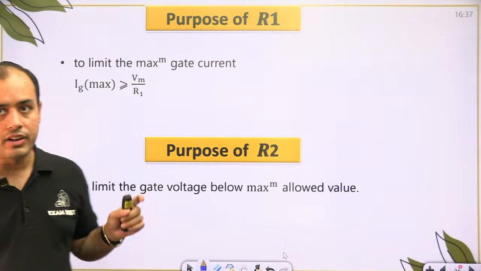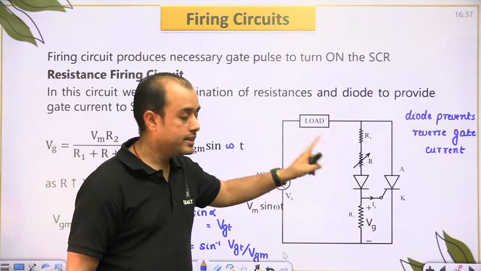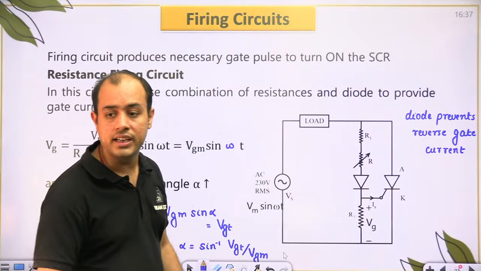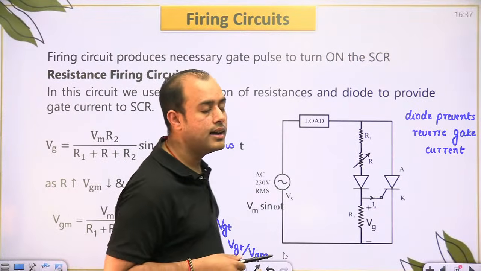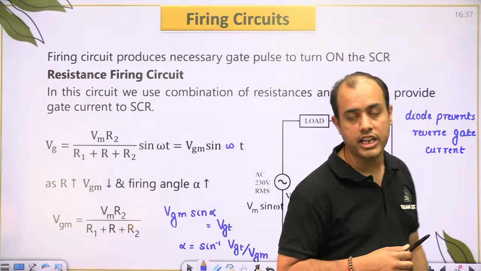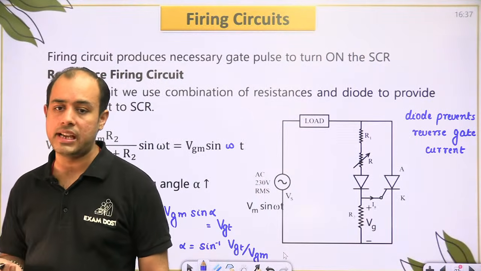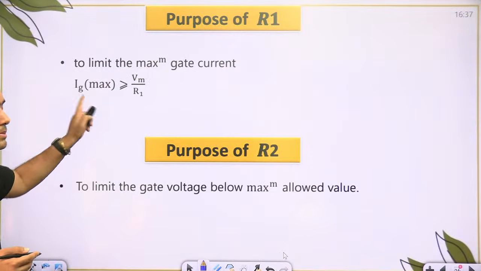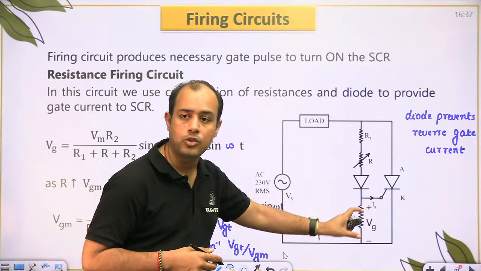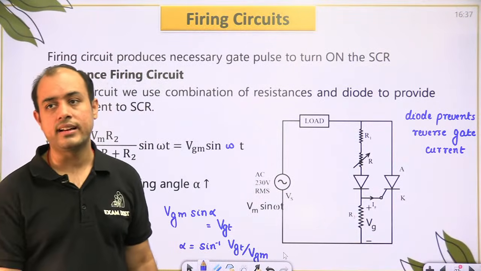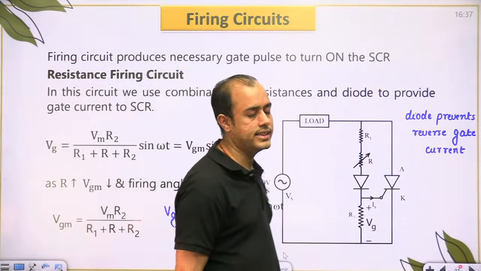So purpose of R1 is to limit the maximum gate current. So if you assume R is 0, the maximum current will be Vm by R1. This should remain less than the maximum gate current specification of SCR. अगर R को 0 कर दो तो maximum current आ सकता है Vm by R1, जो SCR के maximum gate current से नीचे रहना चाहिए. Purpose of R2 is to limit the gate voltage below the maximum gate rating of the SCR.